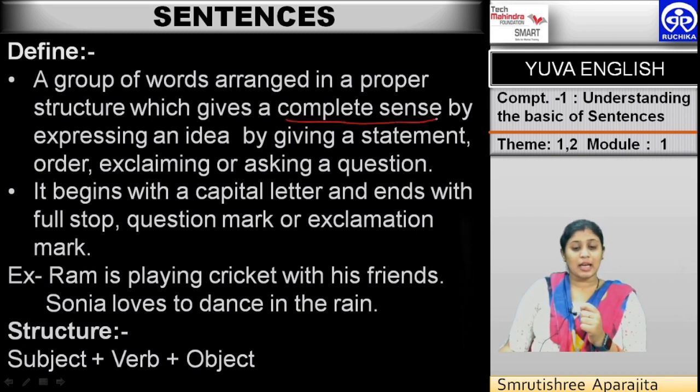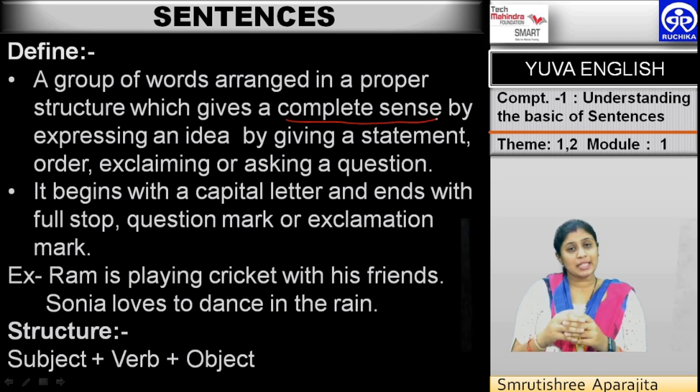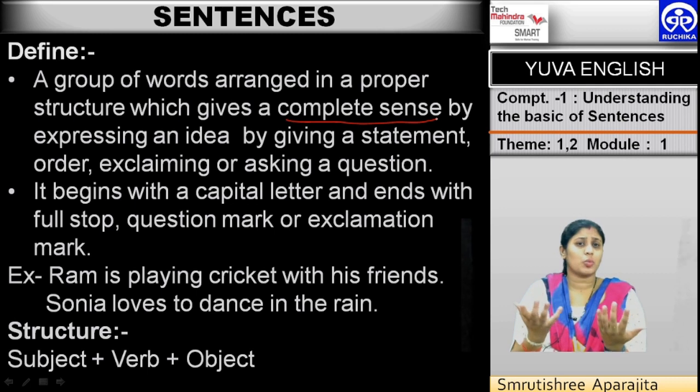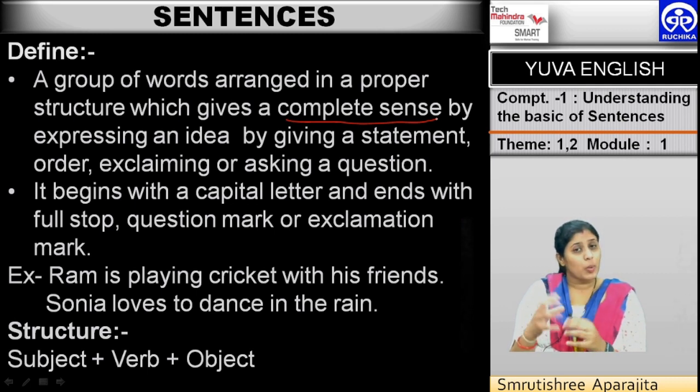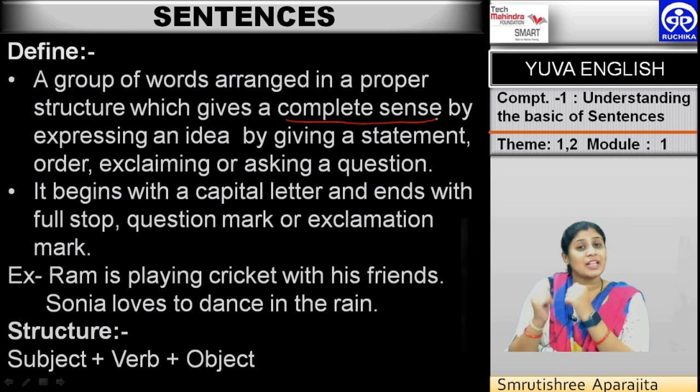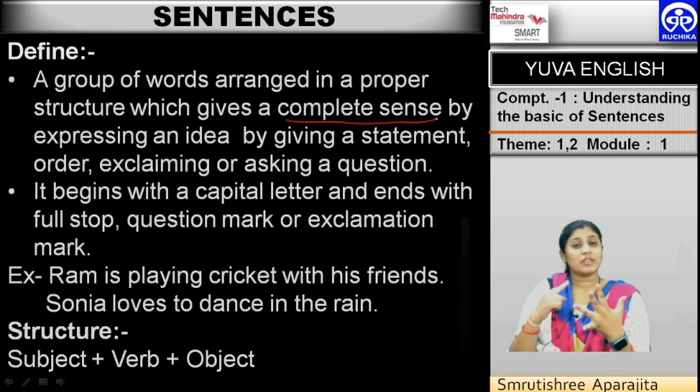Now, if I say eat, sit, sleep, these are also a group of words, but this is not arranged in a proper structure. We can understand from these words that we are talking about eating, sleeping, sitting. But from these words, we cannot understand who is doing what kind of activity. When we write a sentence, we have to arrange those words in a proper structure and it has to give us a complete sense. It has to express an idea.